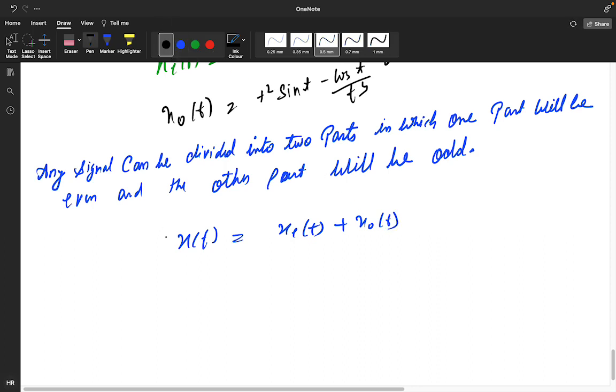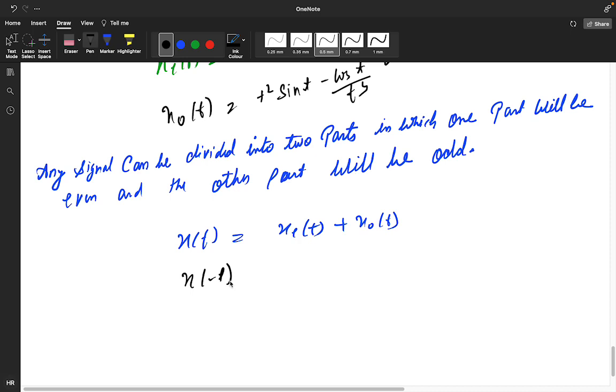And x of t can also be written as the even signal, x of minus t we can write. Okay. So guys, let me correct these things.